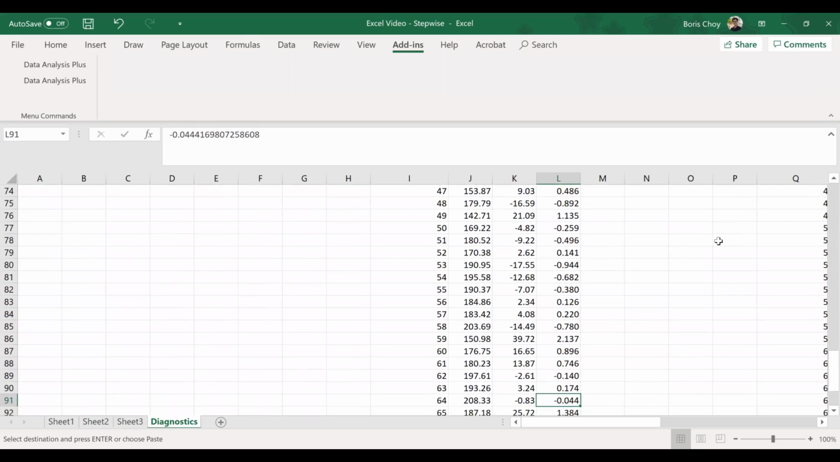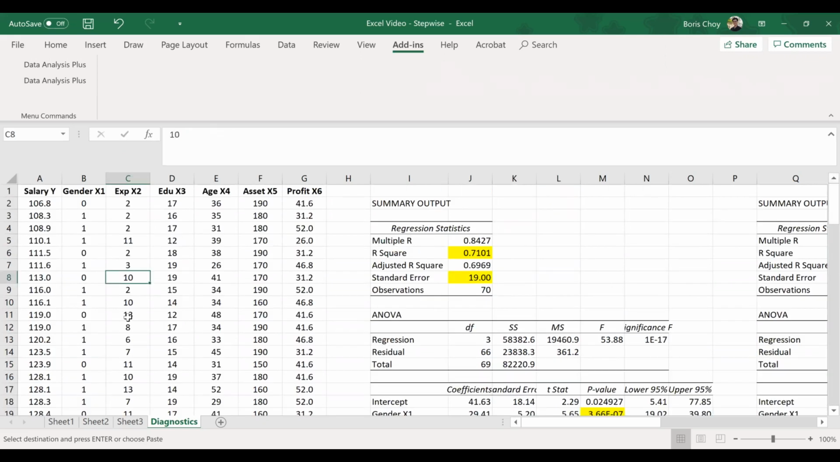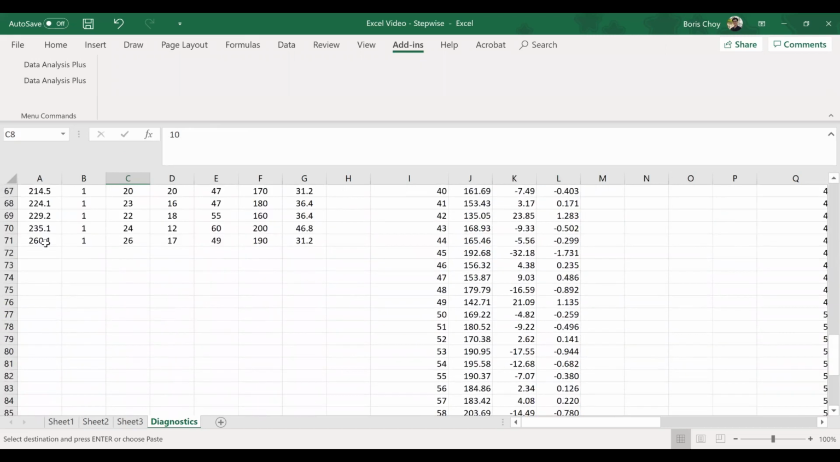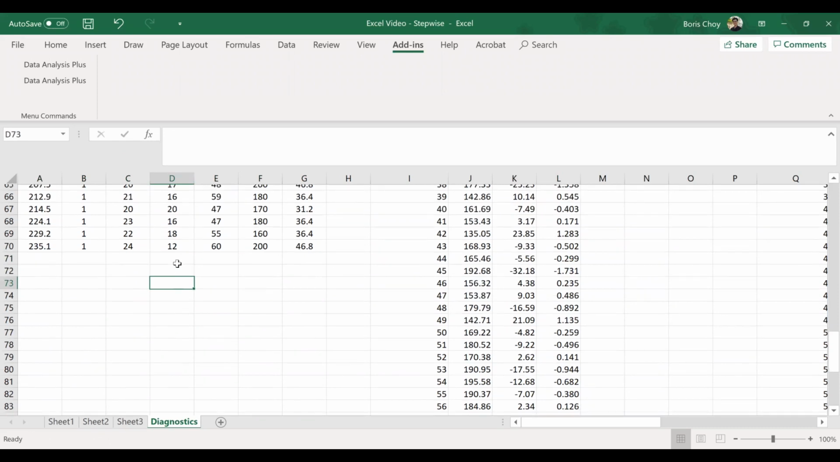So far, we don't have any outlier. Oh, yeah, we have one. Observation number 70 has standardized residual 2.785. So this is an outlier. What we need to do now is to go back to the data set. For observation 70, we delete the data. Now we have 69 observations.